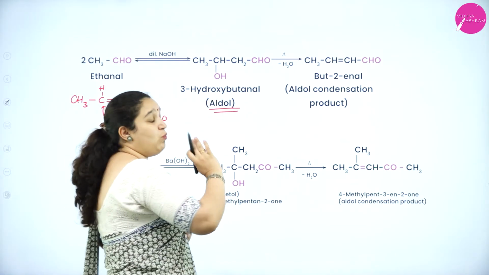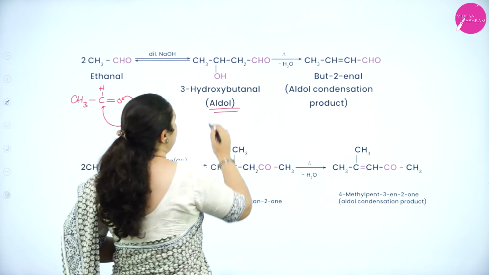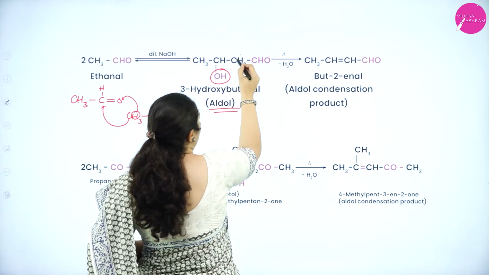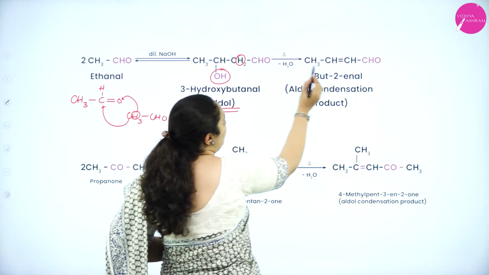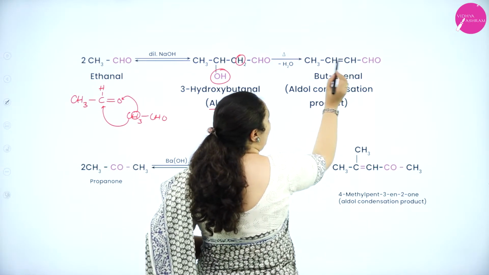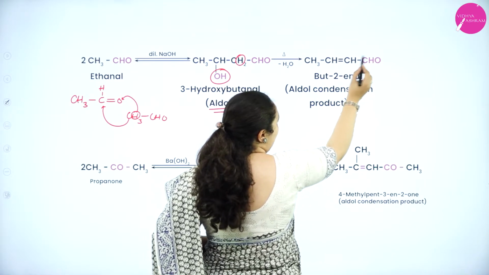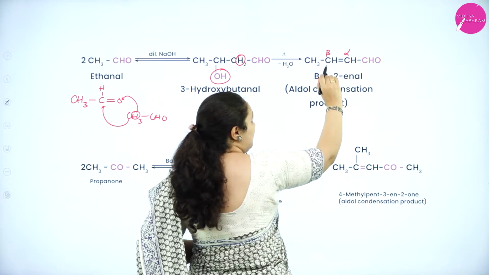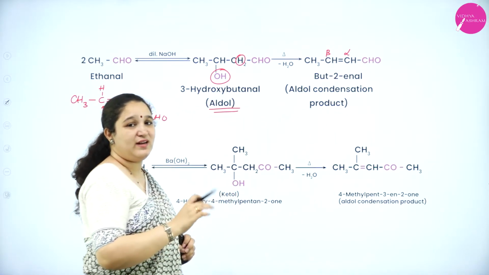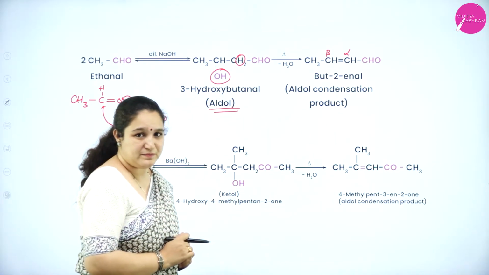From this, a water molecule is removed. That is, this OH group with one hydrogen atom will go. That is the water molecule, and a double bond is formed. So it's alpha beta. See, this is the aldehyde group. This is the alpha carbon. This is the beta carbon. That's why we'll get an alpha beta unsaturated carbonyl compound.